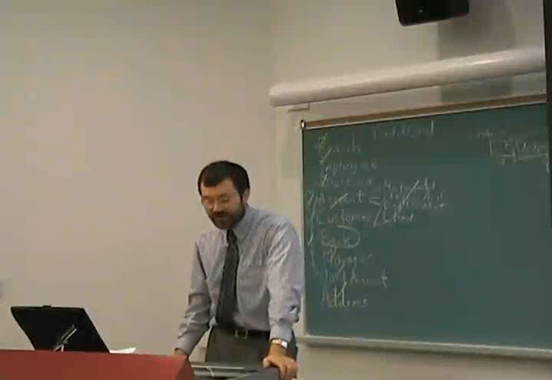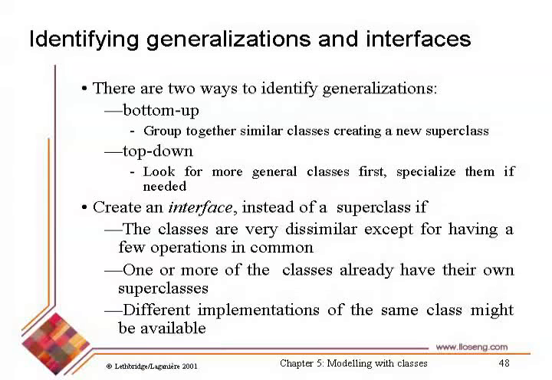Another approach to identifying generalizations is top-down. This is the approach of saying, I have a class, and maybe there are subclasses of it, and I'm not sure. For example, we saw that with our account. We started with account, and we said to ourselves, are there any subclasses of account? And then we said, yes, there are. There's mortgage account, and so on. So you look for the general classes and specialize them if needed.